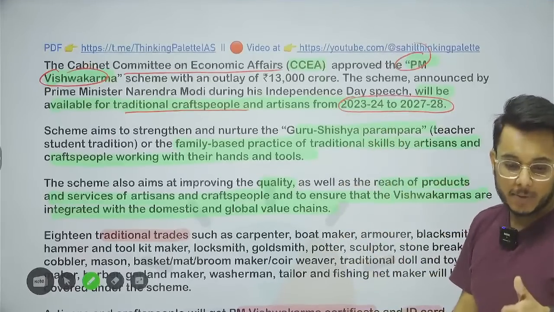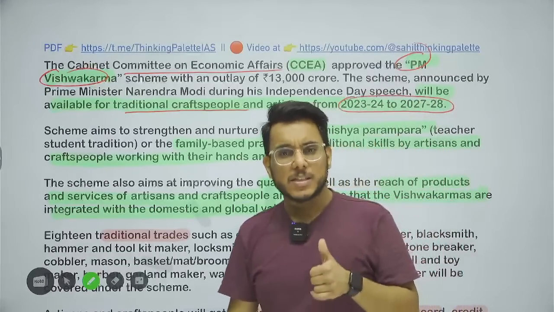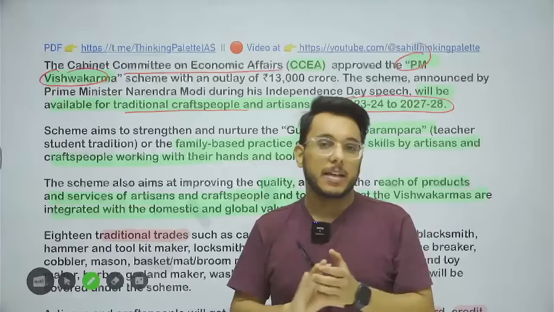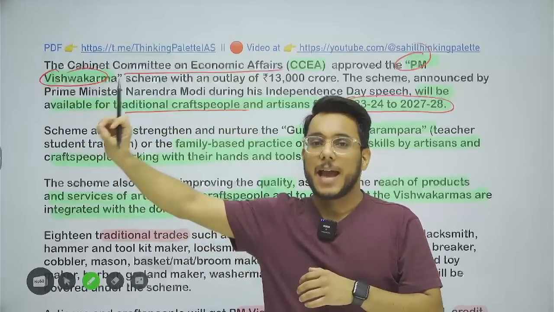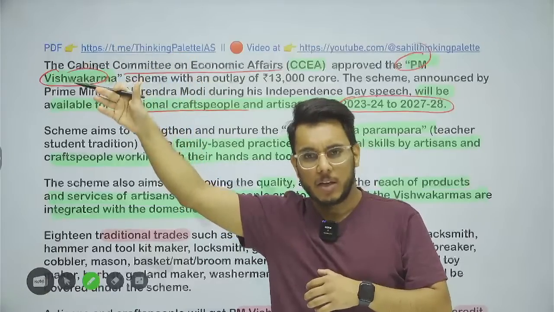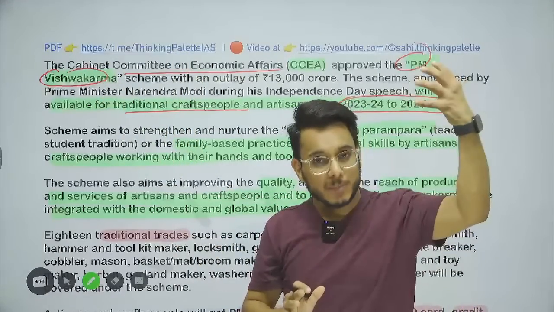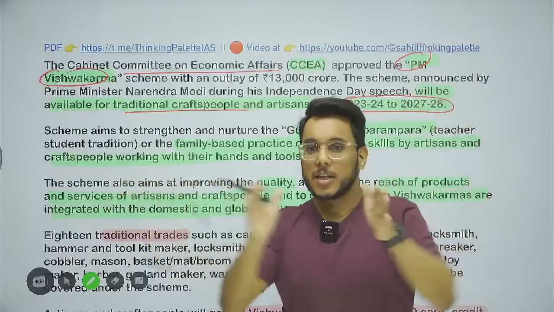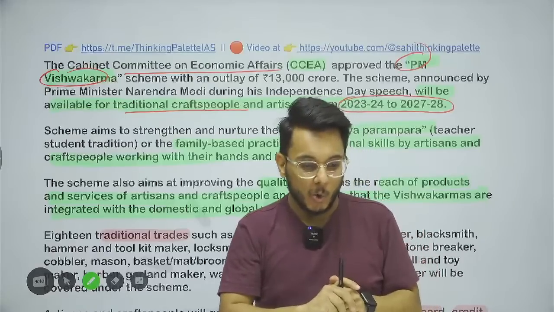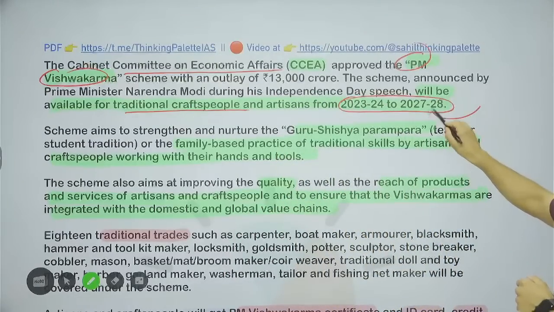Guys, one concept: sunset clause. Some schemes have a sunset clause. For example, the MGNREGA scheme doesn't have any end date. That scheme will continue until the government desires to scrap it. Some schemes have a sunset clause from the start, meaning they will be operative for 3 years, 4 years, and then that scheme would be over. So this scheme has a sunset clause of 27-28.